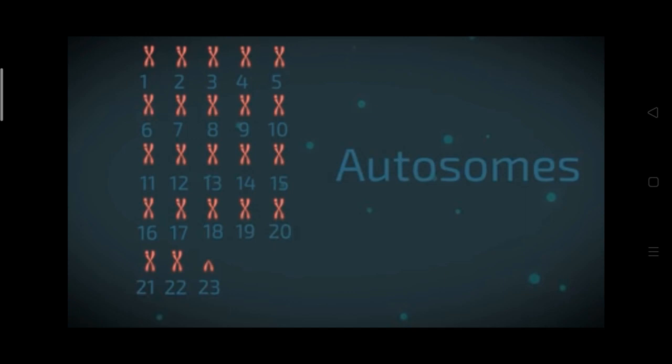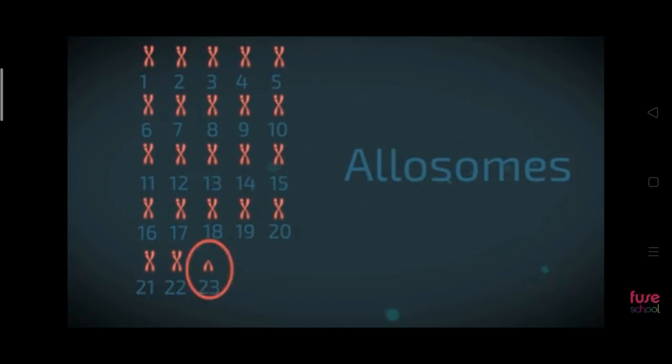Out of 23, 22 pairs of chromosomes are called autosomes. These autosomes control our characters other than the sex of the organism, like our height and the color of the skin. We have a total of 22 pairs of autosomes. That means 44 autosomes. The last pair of chromosomes is called sex chromosomes or allosomes. So we have one pair of sex chromosomes in the nucleus of every cell. The last pair of chromosomes in our cell is called allosomes or sex chromosomes.